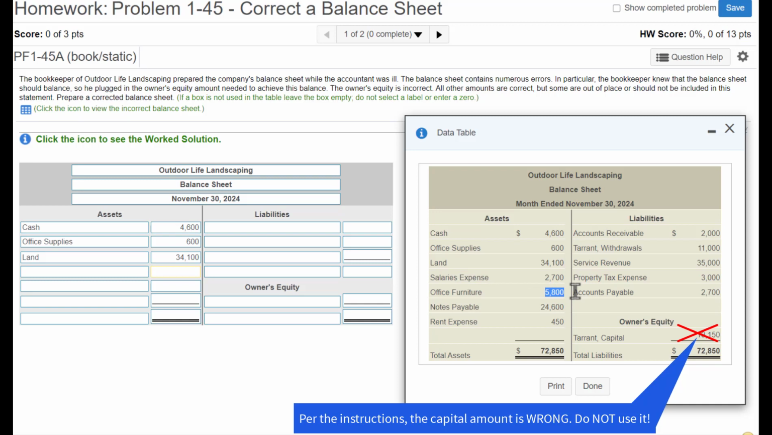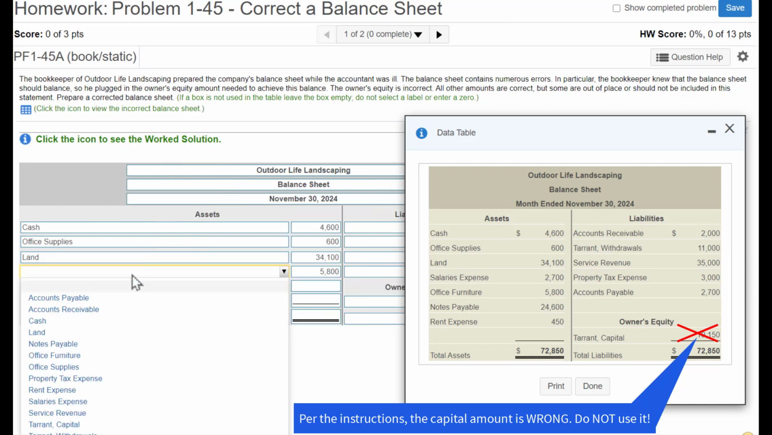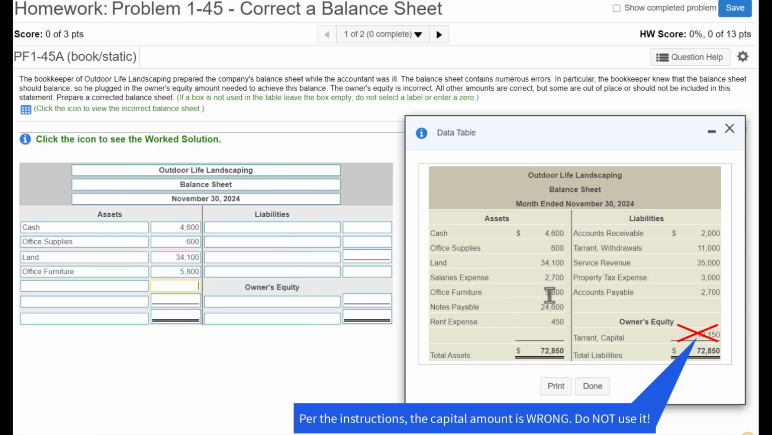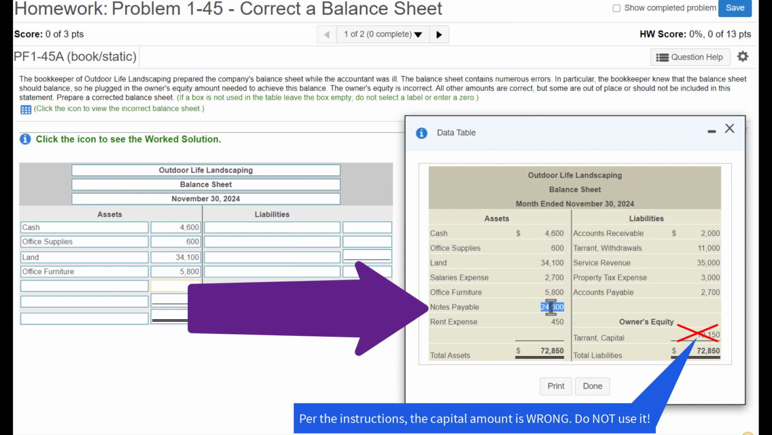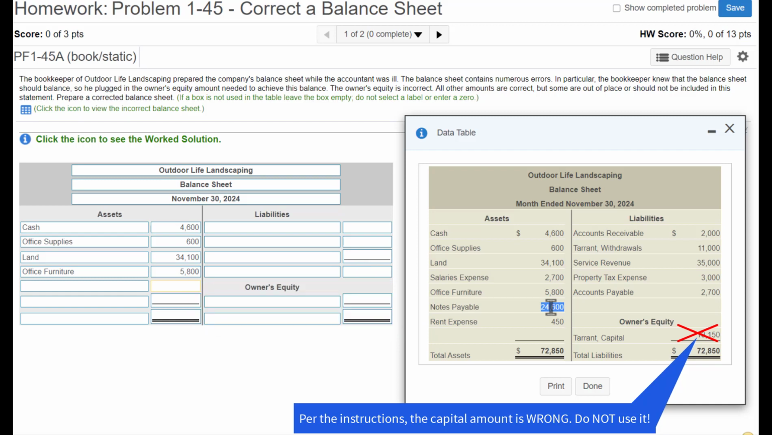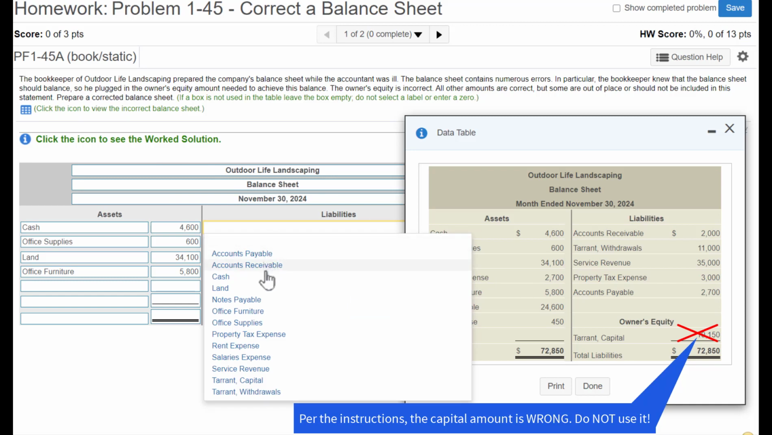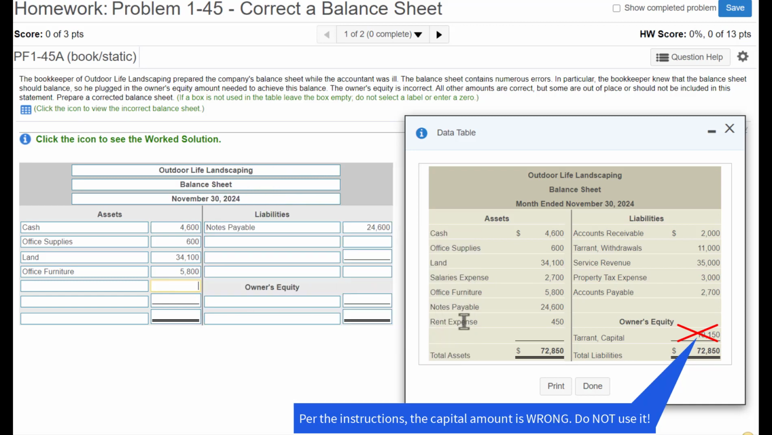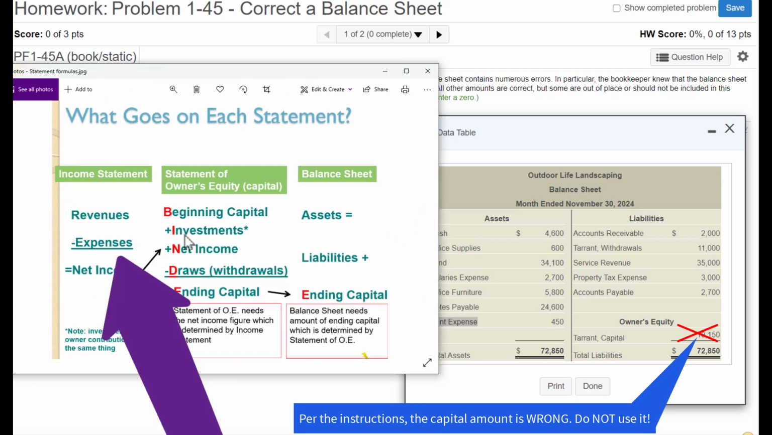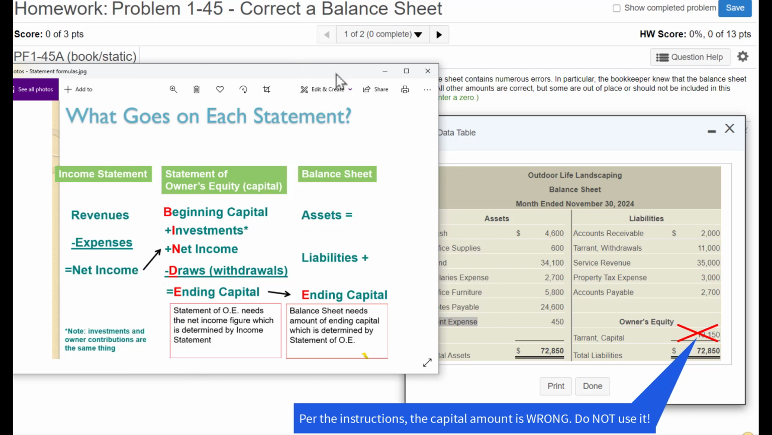Next thing, office furniture is an asset. So copy and paste that. And then notes payable. Well, why did this person put notes payable as an asset? Notes payable is a liability. So since we're here, let's move this notes payable over here to the other side. Notes payable. All right, then we got rent expense. Remember, expenses go on the income statement, and this is the balance sheet, so we need to ignore that.